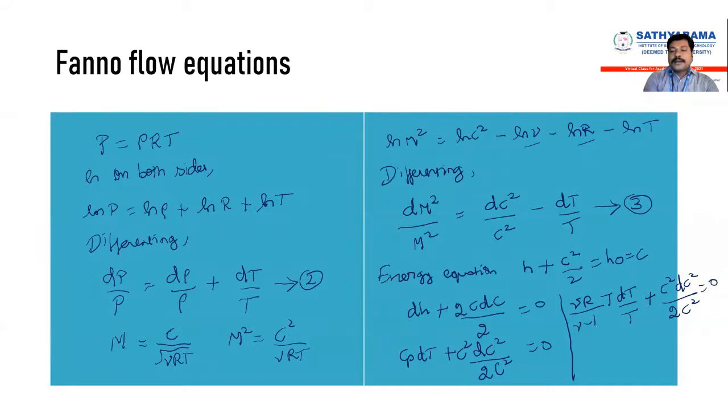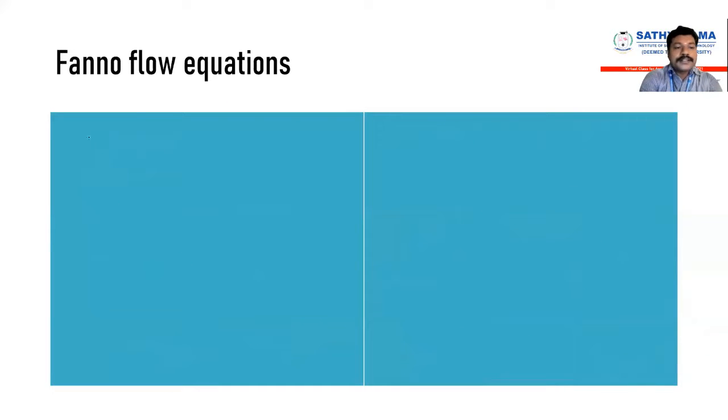And then what is your gamma RT? Gamma RT is A square. So A square by gamma minus 1 into dT by T plus C square dC square divided by 2C square is equal to 0. Now in this equation, the next step is to multiply by gamma minus 1 divided by A square on both sides.